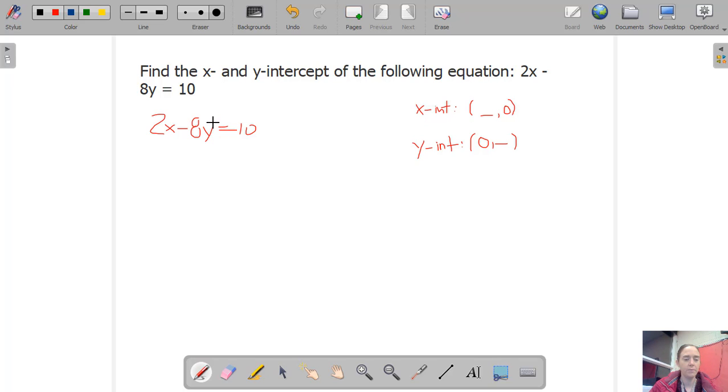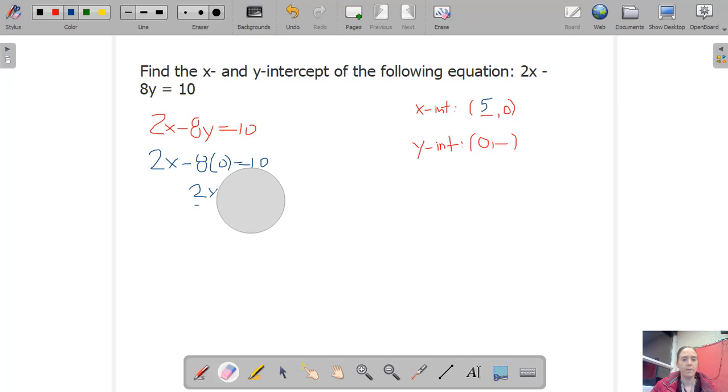That means I have to put a 0 in place of my y. Okay, so that's going to be 8 times 0. So I'm going to have 2x and then minus 8 times 0 equals 10. Okay, 8 times 0 obviously is 0, so then I just have 2x equals 10, and I have to solve that, so I'm going to divide by 2 on both sides. So that means x equals 5. So my x-intercept here is 5.